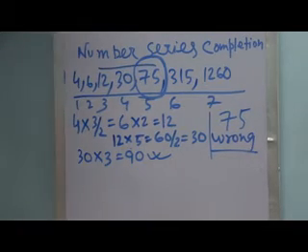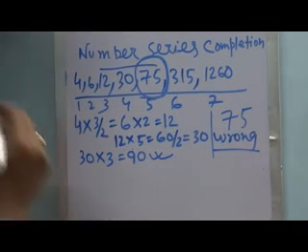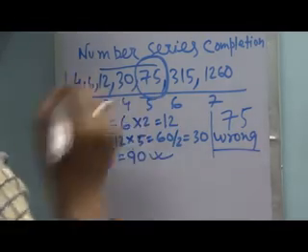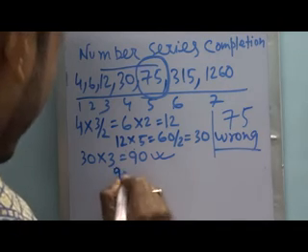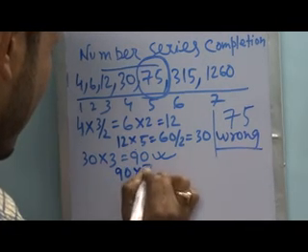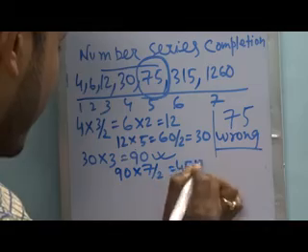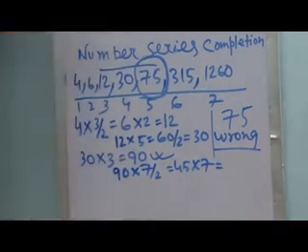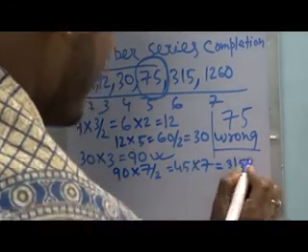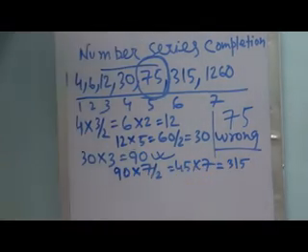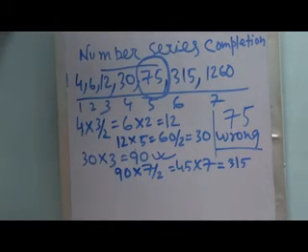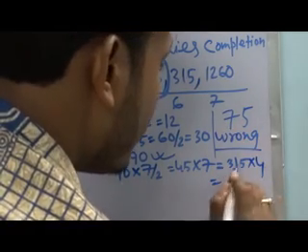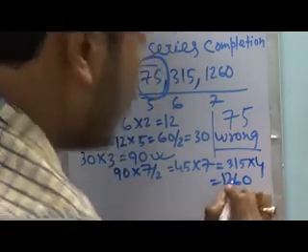Now, in the case of 90, it is now 3 by 2, 5 by 2 and 7 by 2. If we multiply 90 into 7 by 2, what do we get? 45 into 7 equals 315. And if we multiply it by 4, what do we get? 1260.